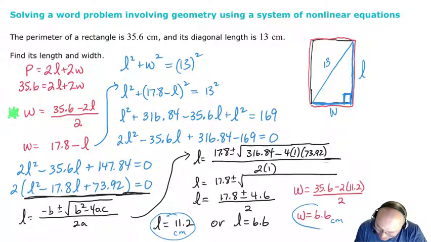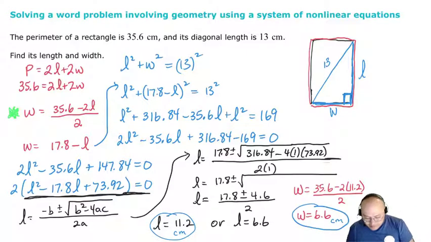And really you're done, because if the length is 6.6 centimeters, then what would have to be the width? I'm pretty sure you could figure that part out. If the length is 6.6 centimeters, then we simply call the width 11.2 centimeters. So really, just finding one of these rectangles is enough. So we could say the length is 11.2 centimeters and the width is 6.6 centimeters.